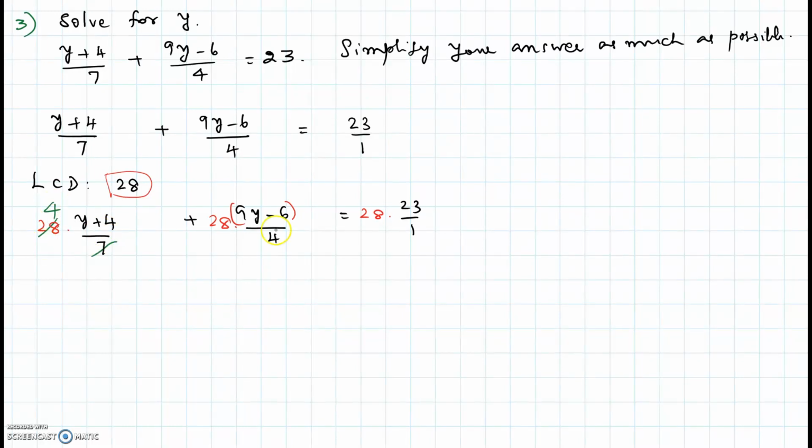7 goes into 28 4 times, 4 goes into 28 7 times. So we get 4 times (y + 4). Keep in mind, y + 4 must be in parentheses because there are two terms, and 4 must be distributed over two terms. Same way, 7 times (9y - 6), that must be in parentheses as well. 28 times 23, when you compute that in your calculator, that is going to give us 644.